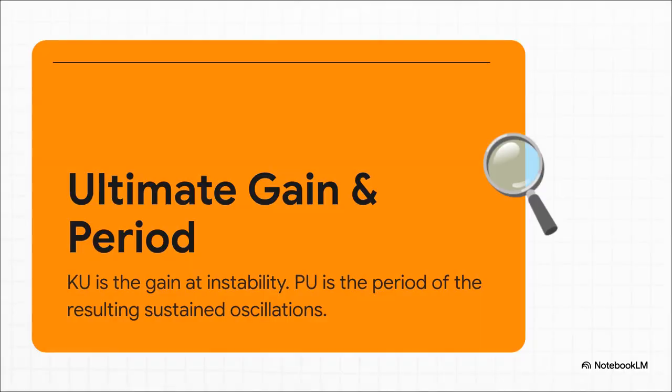For that closed-loop method, we're on the hunt for two critical numbers. First up is the ultimate gain, or Ku. This is the exact gain value that makes the system oscillate forever, without the wobbles getting bigger or smaller. It's the tipping point. The second is the ultimate period, Pu, and that's just the time it takes for one of those perfect, sustained oscillations to happen.